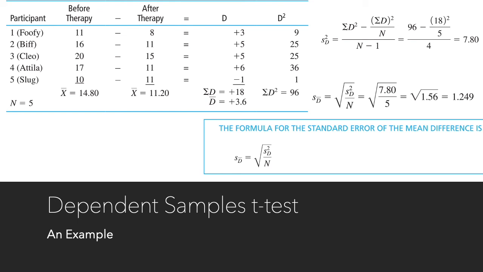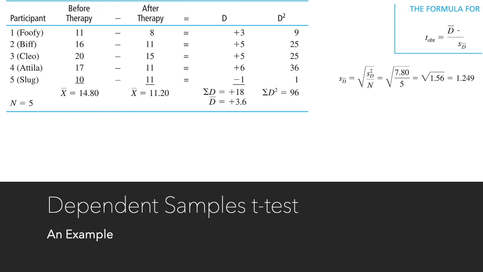So we take that number, and we're going to plug it into our final formula. T obtained equals the average difference divided by the standard error of the difference. We figured out that standard error of the difference was 1.249. The average difference we figured out was 3.6. So 3.6 divided by 1.249 gives us a T obtained of positive 2.88. Cool. It's actually one of the easier calculations, right?